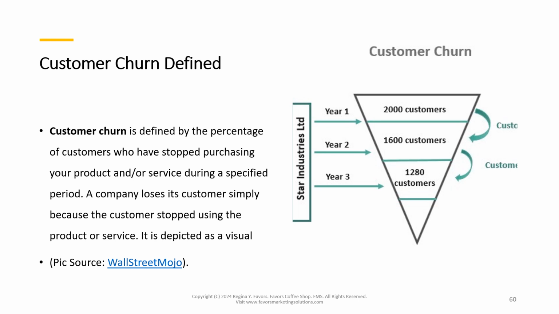All right, so let's go ahead and define customer churn. Customer churn is defined by the percentage of customers who have stopped purchasing your product and or service during a specific period. A company loses its customers simply because the customers stop using the product or service. And so here is the customer churn depiction here. And I think the most important aspect of this definition when you are creating sales targets and revenue targets is that the company has lost the customer because the customer has simply stopped using the product.